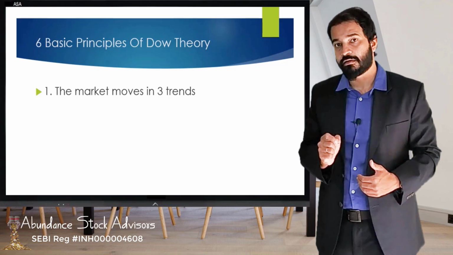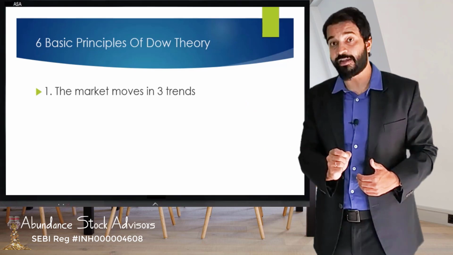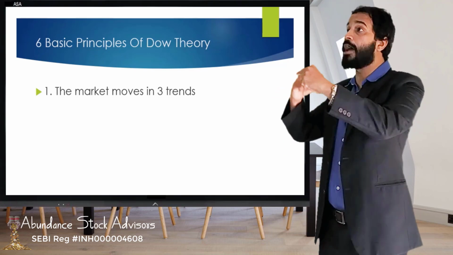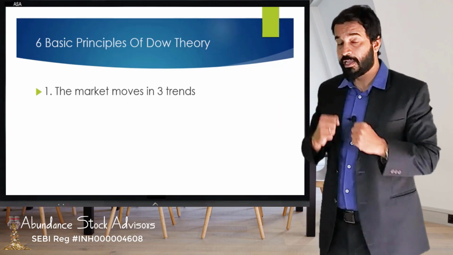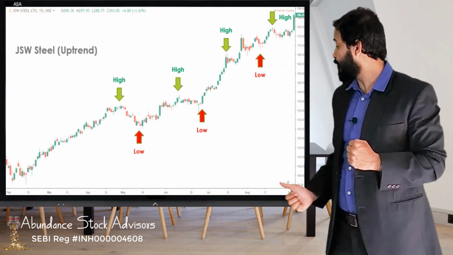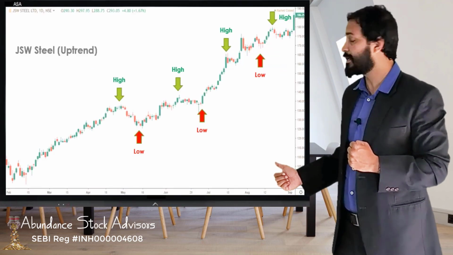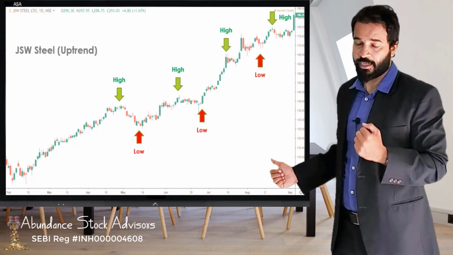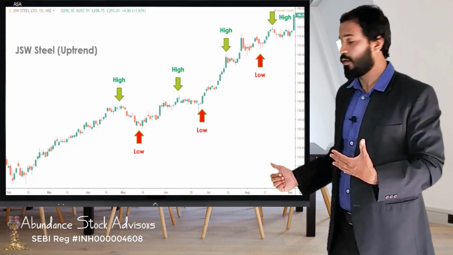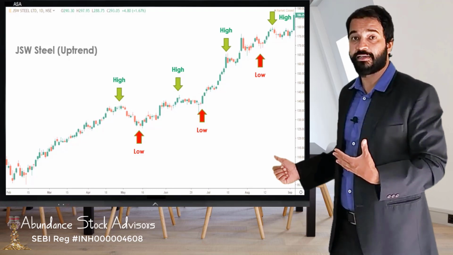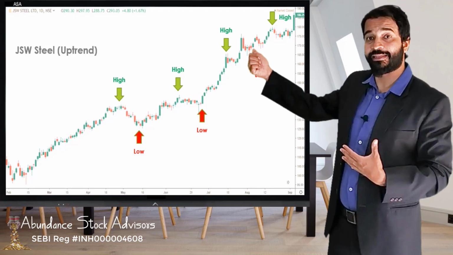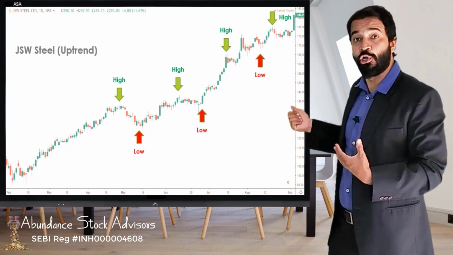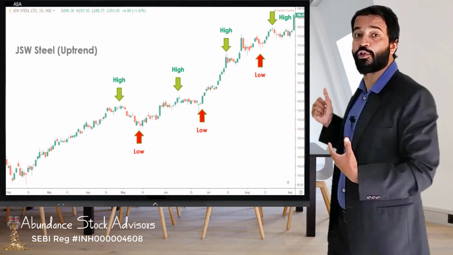So a trend is termed as an uptrend if it forms consecutive higher highs and higher lows. Consider the example of JSW Steel Limited between February 2016 and August 2016. JSW Steel was in an uptrend since every new high that it made was higher than the previous highs, and every new low it made was higher than the previous low.